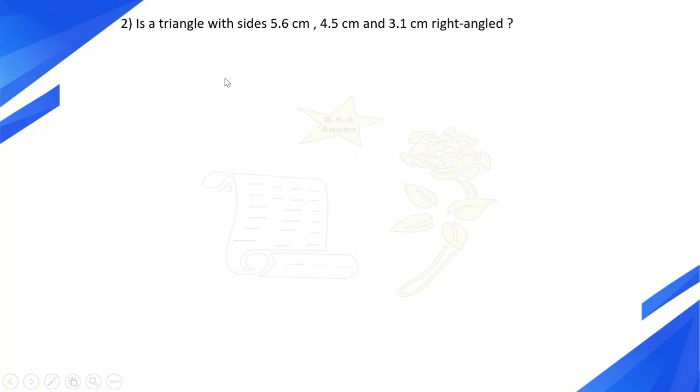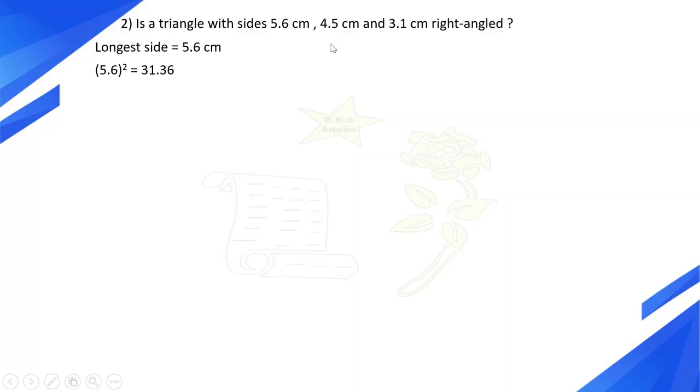Another example, is a triangle with sides 5.6 centimeters, 4.5 centimeters, and 3.1 centimeters right-angled? Let's see. We have to square the longest side first. This is the longest side, 5.6. Square it. If you square it, you will get 31.36. Now, we have to square 4.5 and 3.1.